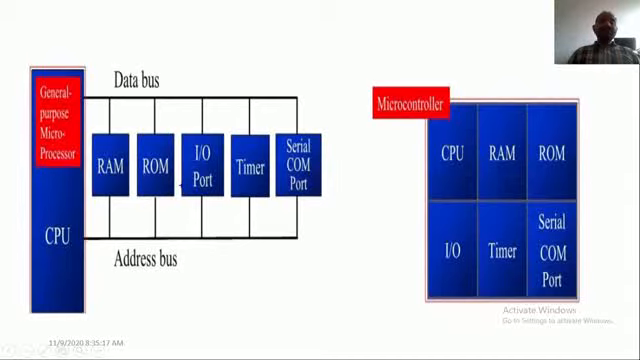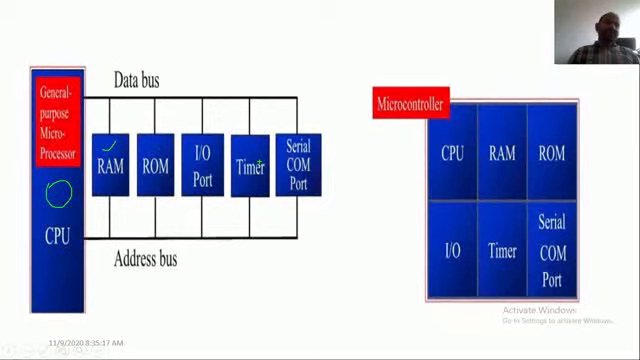So inside the computer, what do we have? We have the microprocessor. This is the CPU, the central processing unit, which is the microprocessor. After that, we have the RAM, ROM, I/O ports, meaning the input port and the output port to interface the input and output devices, and we have the timers.